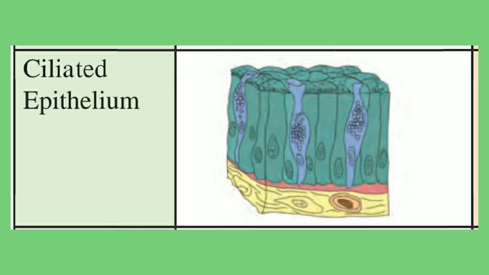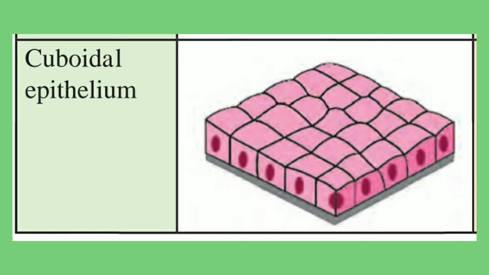Understood? And the next type we have is cuboidal epithelium. They are located at the tubules of kidney, that is nephron, and salivary glands. These cells are cuboidal, that means cube shape, as you can see in the picture. And the function is reabsorption of useful materials from urine and also secretion of saliva.